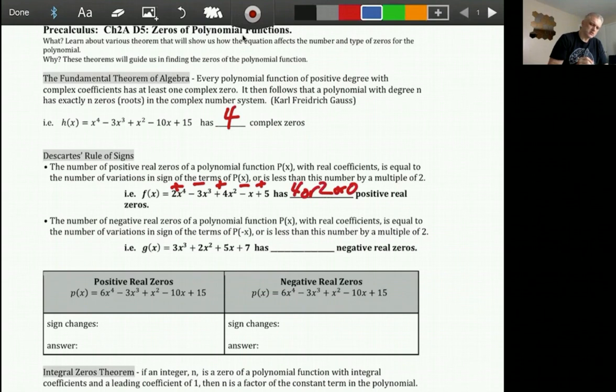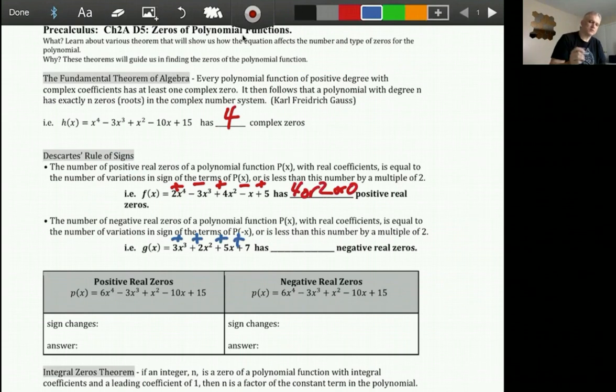So let's look at the signs that they have right now. If I were looking for the positive real zeros like we just did with the previous polynomial, I'd say, okay, we've got a plus, plus, plus, plus. There are no sign changes, so we know there aren't going to be any positive real zeros.